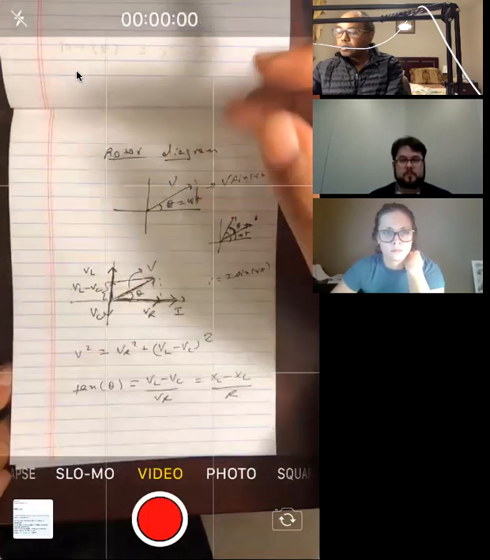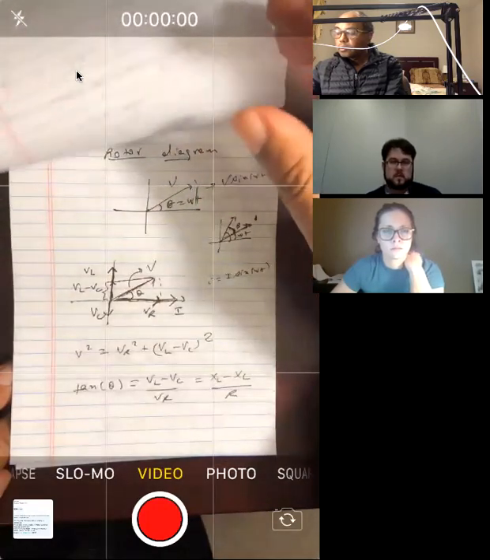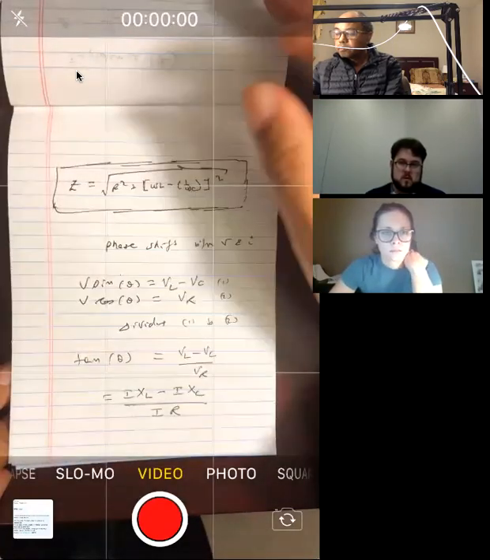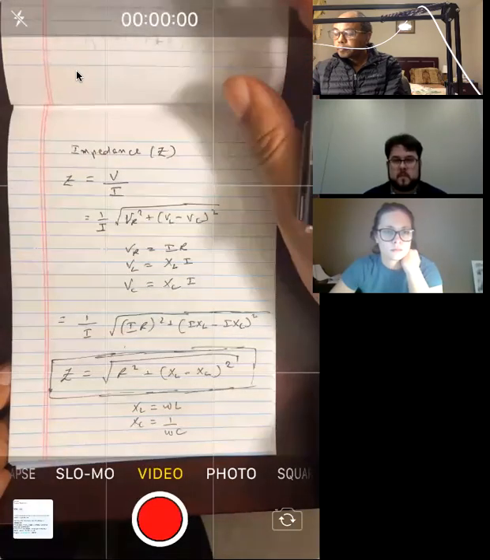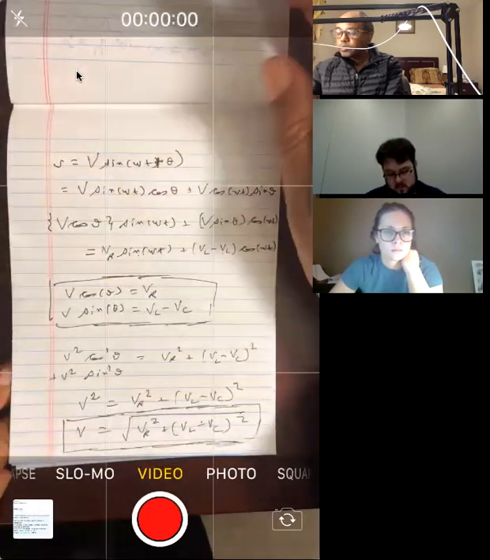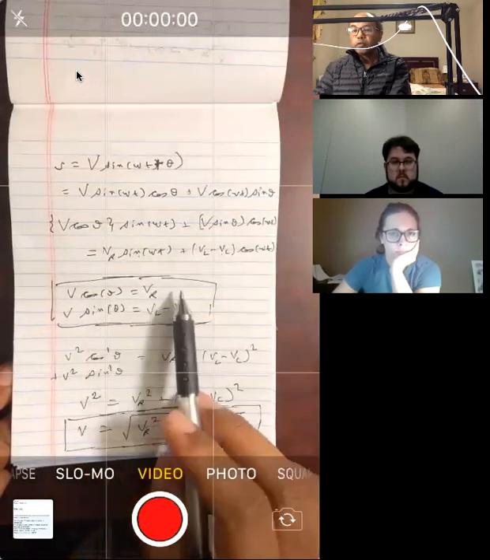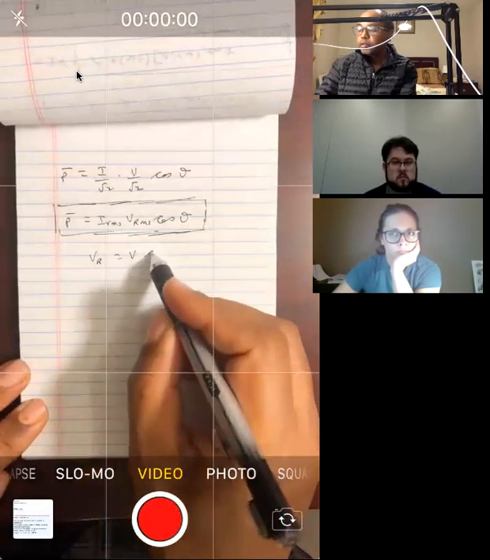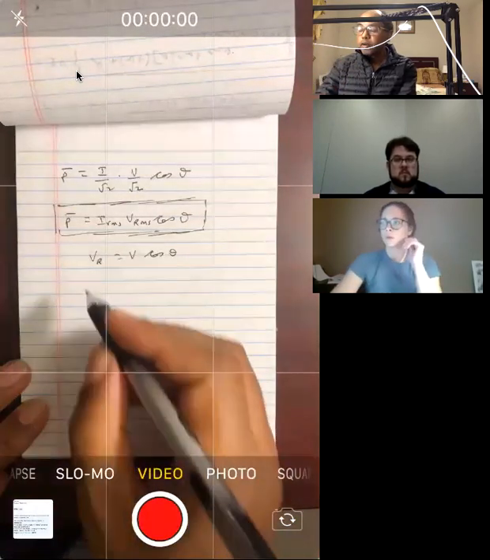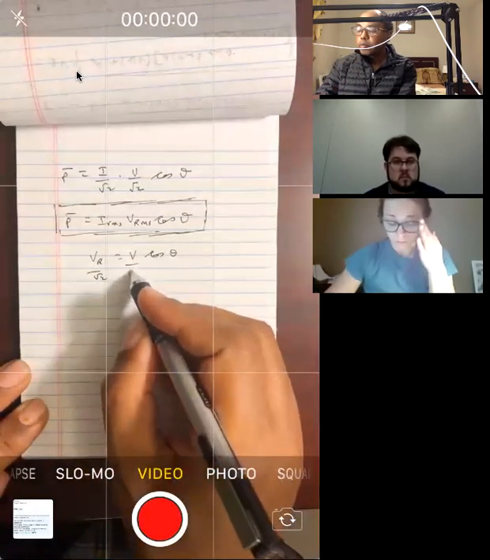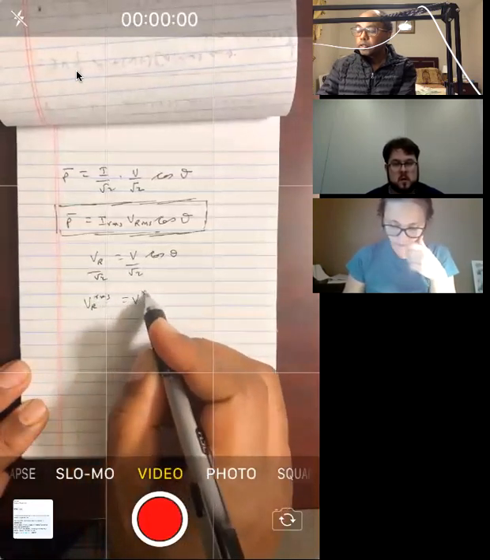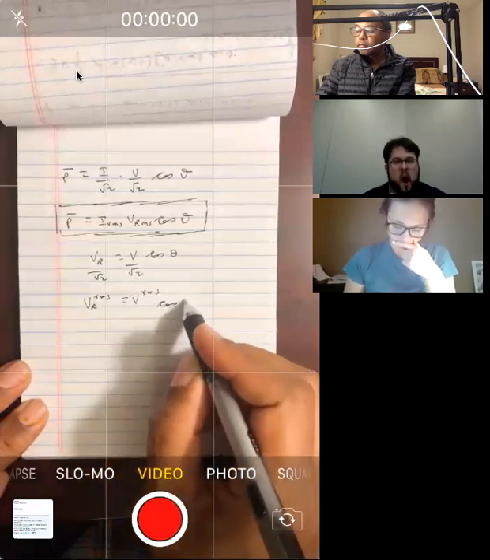What is it? What are those two equations? This one over here: V cosine of theta equals VR, okay? VR equals V cosine of theta. So you can divide both by root 2 to change them to RMS value. So VR RMS equals V RMS times cosine of theta, okay?